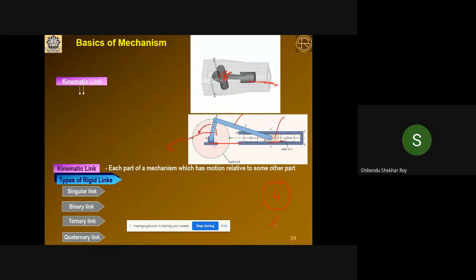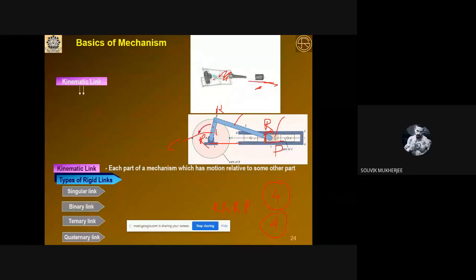The total number of pairs or joints, how many? 4. Because between 1 and 2 there is a rotary joint, the revolute type. Between 2 and 3, again revolute. Between 3 and 4, rotation is also there, otherwise when it slides, it will break. So one revolute joint you have to give between 3 and 4. Between 4 and 1, between the slider and the fixed link, there is a prismatic joint P, or sliding joint. So 4 joints, 4 pairs: R, R, R, P.